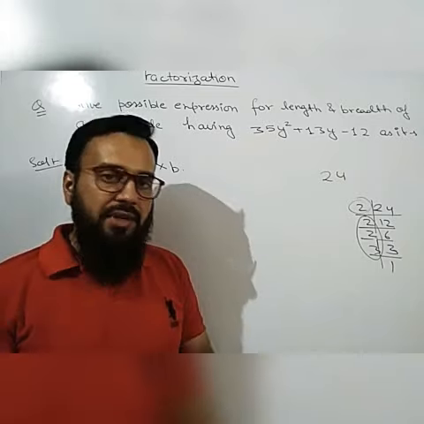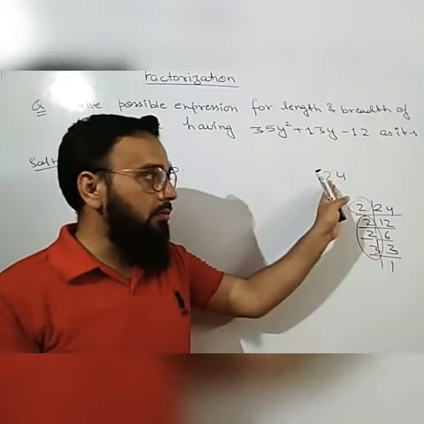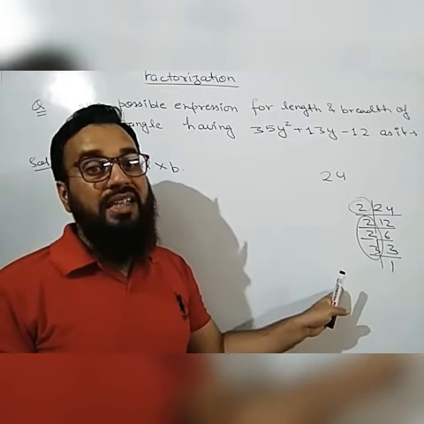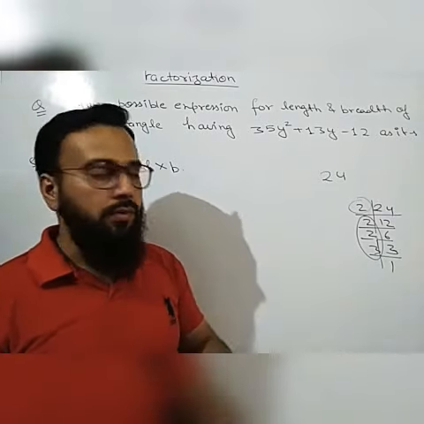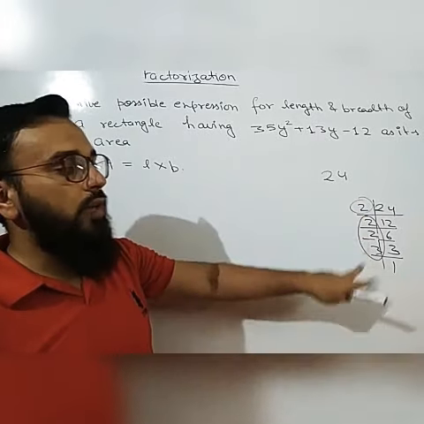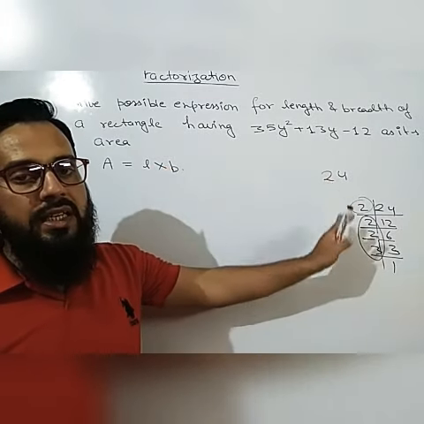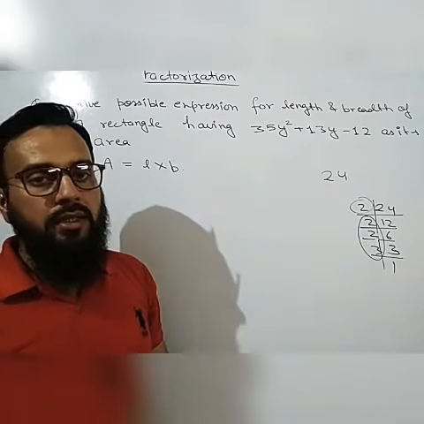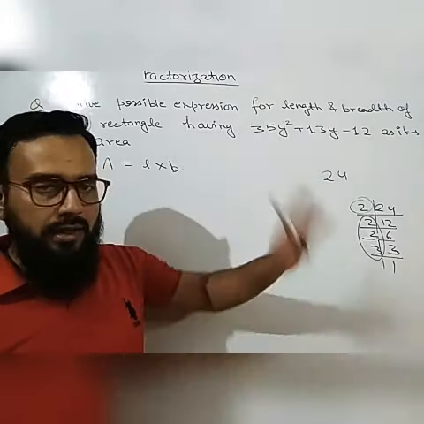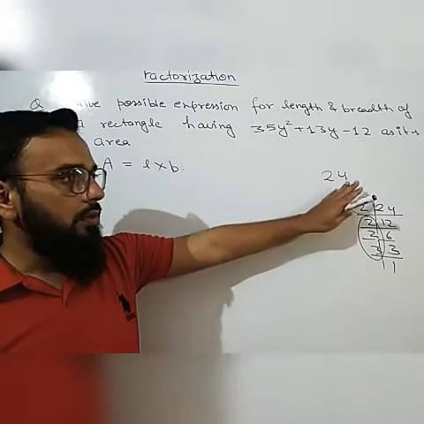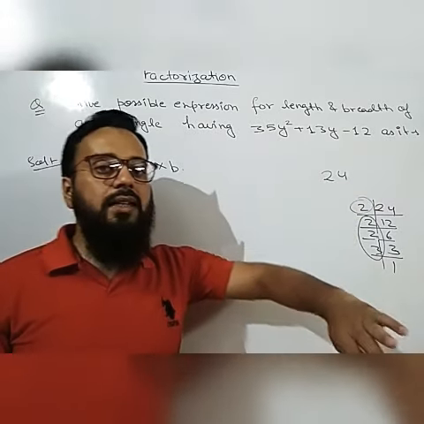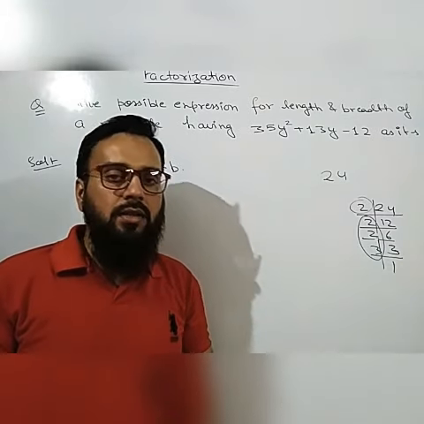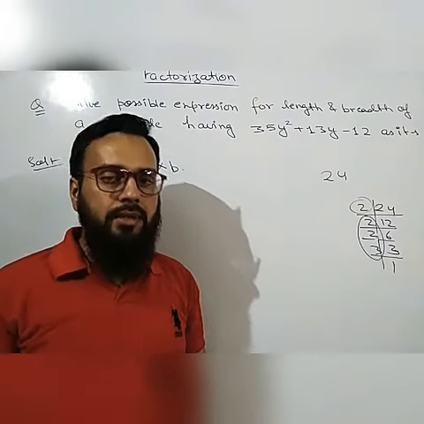Clear? If we have given the area of a rectangle in terms of number, then the combination of their factors may give us the length and width. For example, if 2 is length, then 12 will be the width. If 3 is length, then 8 will be width. If 4 is length, then 6 will be width. Okay, like so on. So in case of number, we can find the length and width of a rectangle if area is given, by finding the factors of the area.